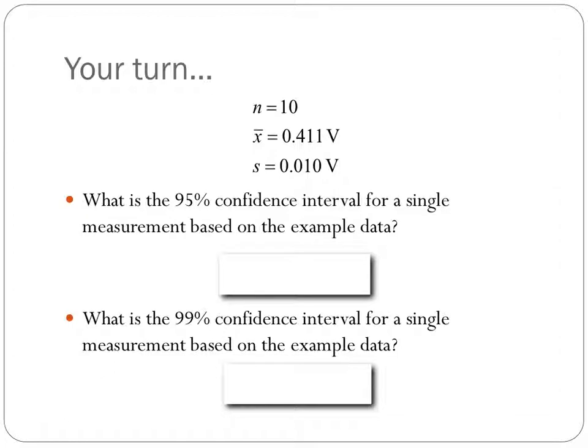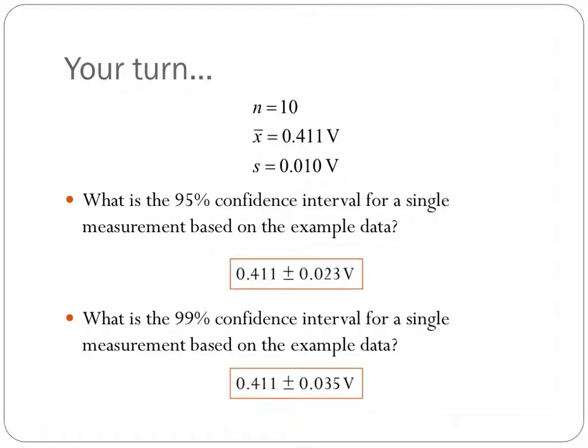Now it's your turn to pause the video and see if you can use the techniques that were described here to calculate the 95% confidence interval for a single measurement and the 99% confidence interval for the single measurement. Once you've done that, you can compare your result to the results shown here and see if this is what you were able to determine based on the method that you used.